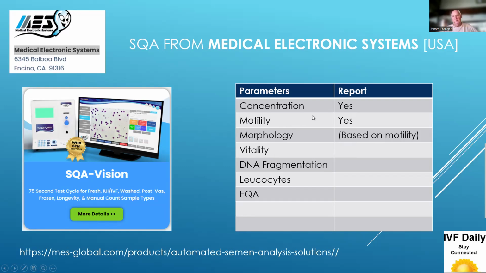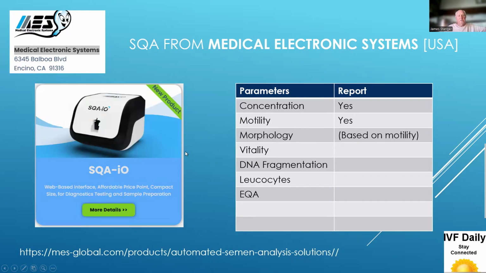As I understand it, it works out concentration and motility from light diffraction through the sample, and then uses very complicated AI algorithms to calculate the motility and concentration. And the morphology is based upon an AI estimate of motility. So as the motility decreases, morphology decreases. But I think you need to go back to the website and look at it and clarify exactly what's happening. They offer another one, a web-based interface, SQA-iQ.